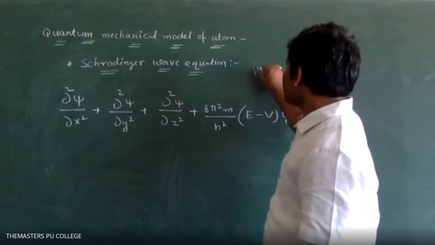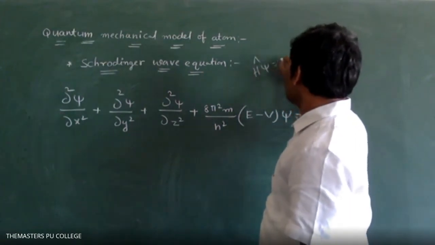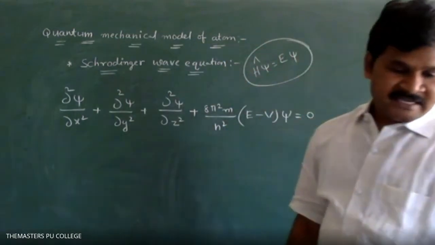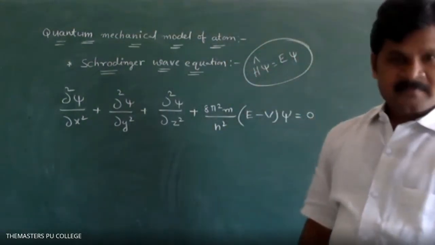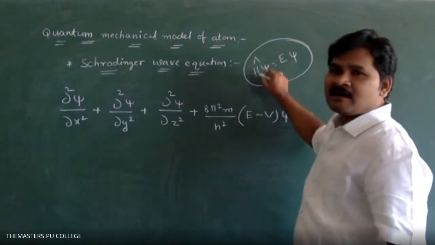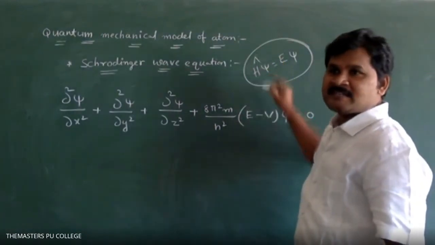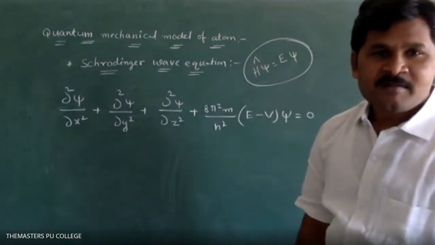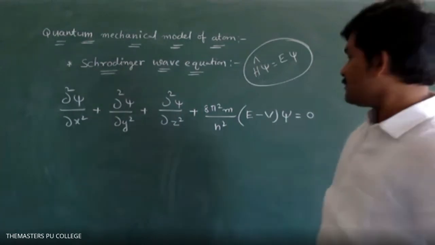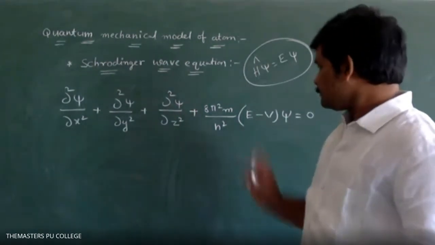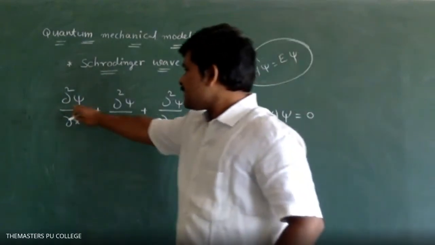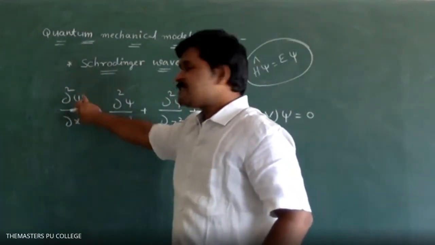But in your book, you have only this formula: H cap psi is equal to E psi. Only this formula we have. So H cap means a mathematical term that is called the Hamiltonian operator. Hamiltonian operator. So these are mathematical terms. The terms here you know very well. No need to represent them.